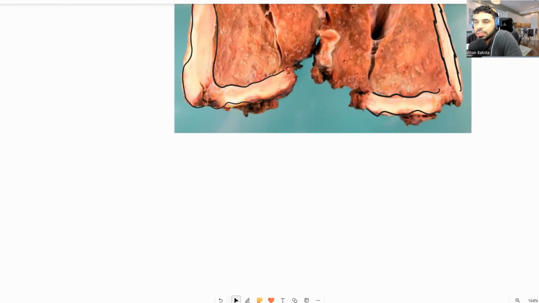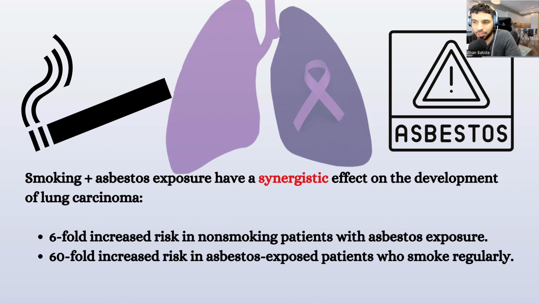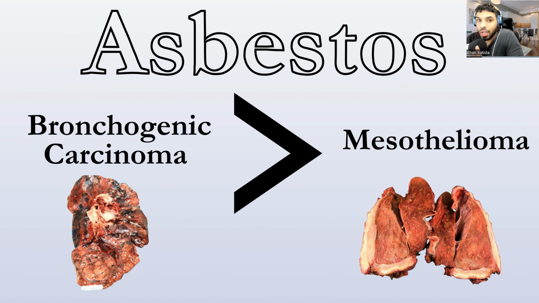Okay, so if this person had a mesothelioma, we can assume that his exposure to asbestos must have been abundant, right? Asbestos is a carcinogen that can predispose the patient to mesothelioma. But we should also understand that, remember one thing, asbestos most commonly will have the proclivity to cause a bronchogenic carcinoma over a mesothelioma. So let's be very clear here.